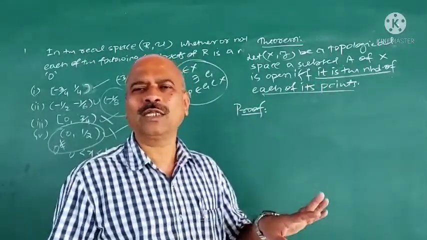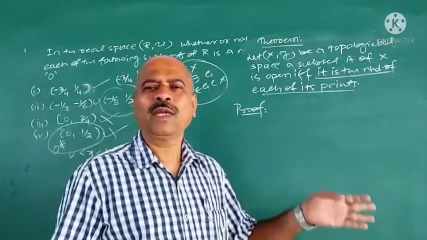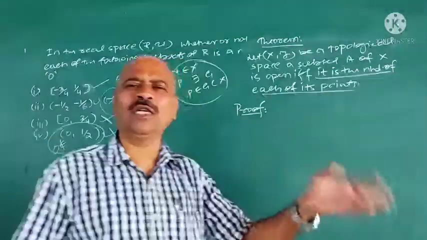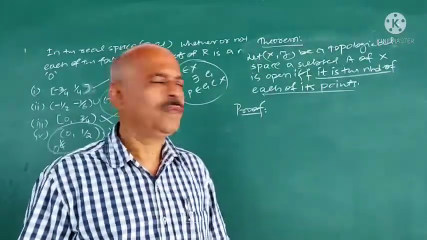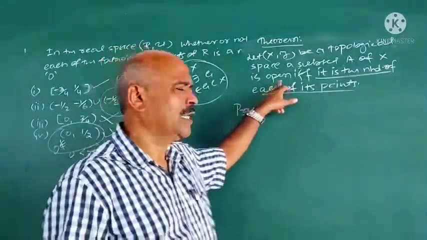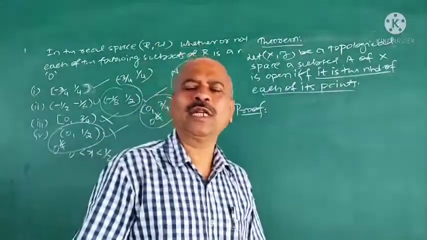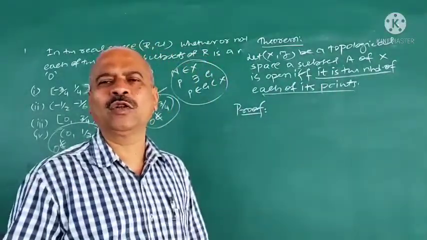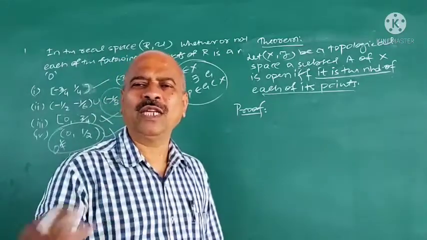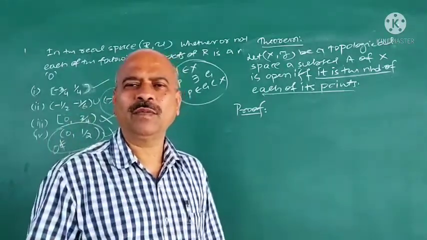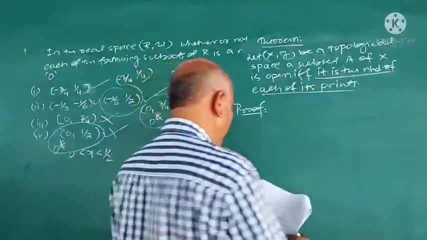So first you understand the concept, then if any question is converted into an MCQ, you will be able to answer it. Here, what is the theorem? Understand this. A subset A of X in a topological space (X, T) is open if and only if it is a neighborhood of each of its points. First part is, suppose A is open.